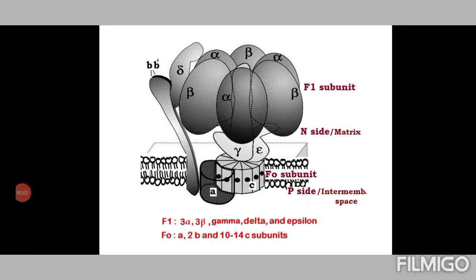So this means that structurally the FO-F1 units are like this. The distribution is like this, but functionally it's like this: C, then gamma and epsilon, whereas the rest of the portion is the stator portion.